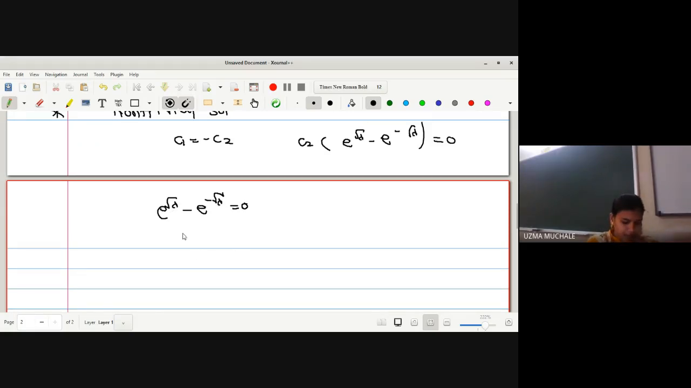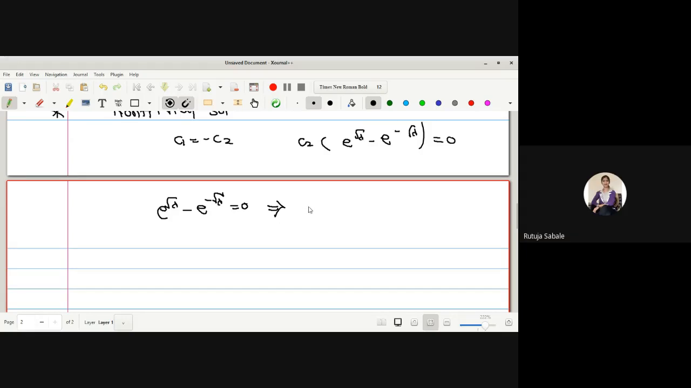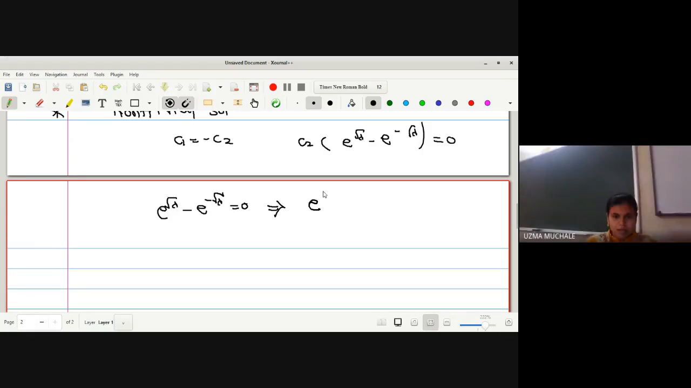So for that we have to find out that particular value of lambda for which we get this bracket equal to 0. Okay. Understood the steps? Yes, ma'am. Okay, let us now write down e raised to root lambda is equal to e raised to minus of root lambda. So in this case, we get e raised to root lambda.